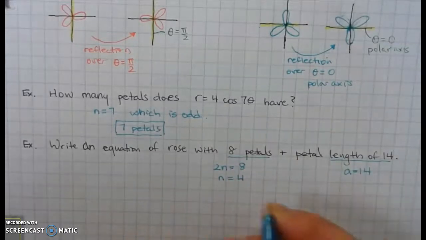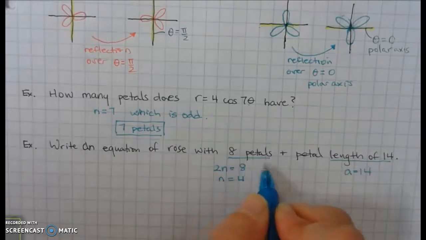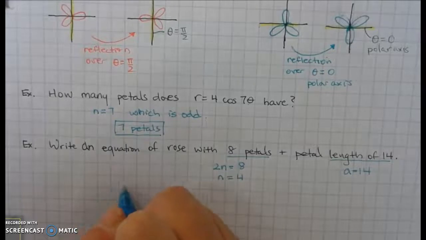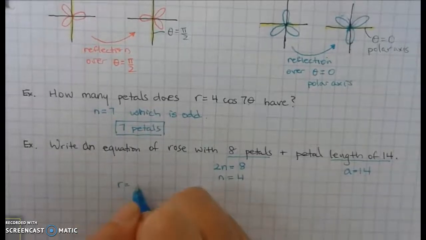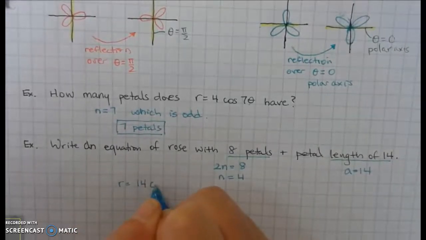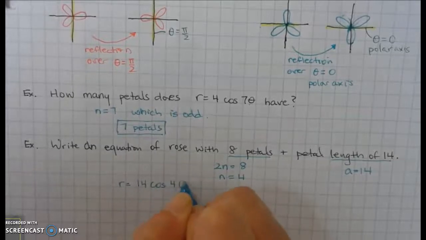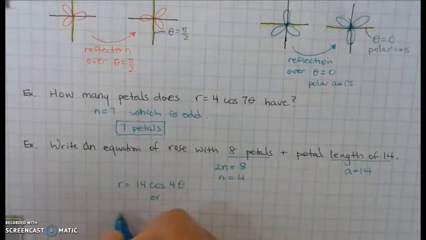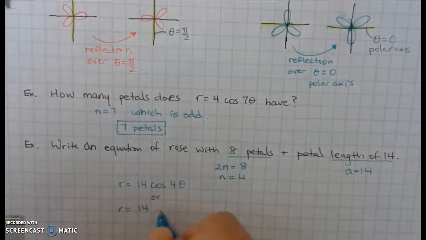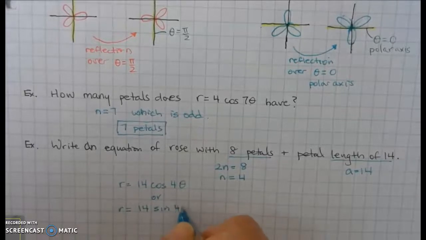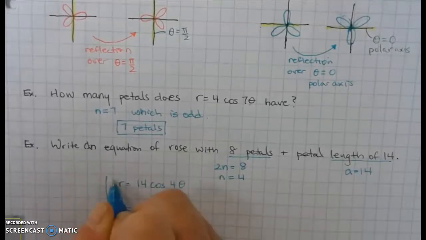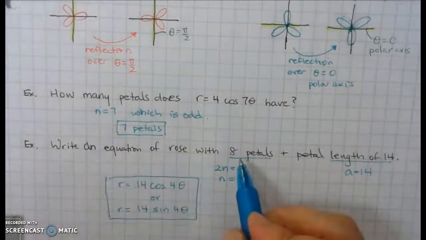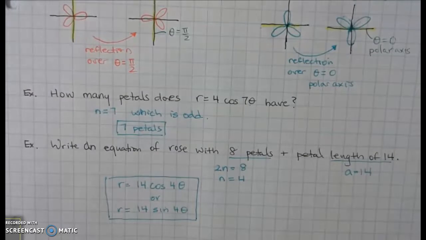So therefore, the equation that's going to give me 8 petals and length of 14 is, if I was to use the cosine function, r is equal to 14 times cosine of 4 theta. Or I could have said r is equal to 14 times sine of 4 theta. They would both give me roses, and they would have slightly different orientation, but they would both give me roses with 8 petals and petal length of 14.